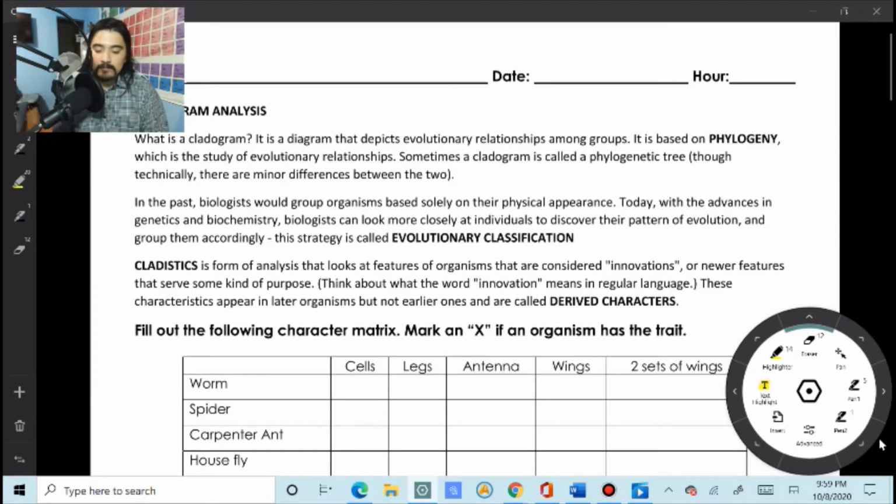Cladistics is a form of analysis that looks at features of organisms that are considered innovations or newer features that serve some common purpose. Think about what the word innovation means in regular language. These characteristics appear in later organisms but not earlier ones and are called derived characters.